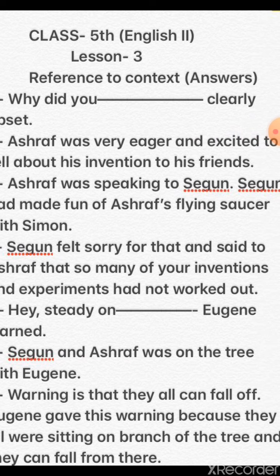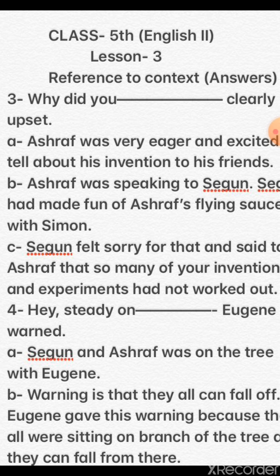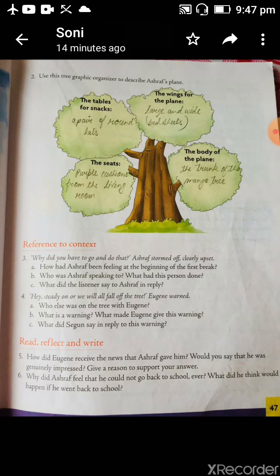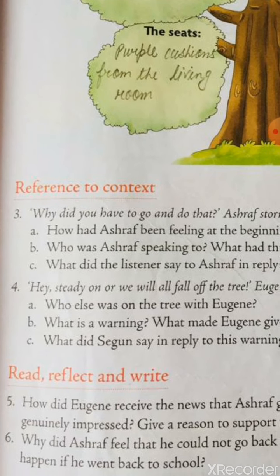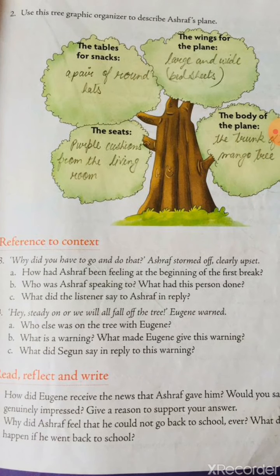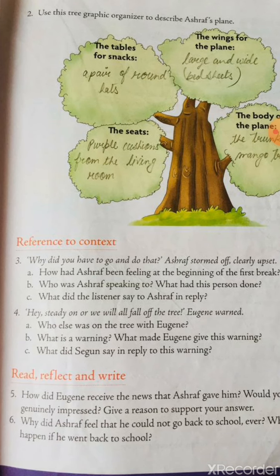That is why Sagan started making fun of Ashraf with Simon. Okay, now come to the next reference to context. The line is actually, "Hey Sridhi, on, or we will all fall off the tree," Eugene warned. They all were sitting on the tree branch, and when they were coming down, Eugene warned that slowly we need not to rush, or we need not to go down in a hurry. We may fall off. So what is the question?